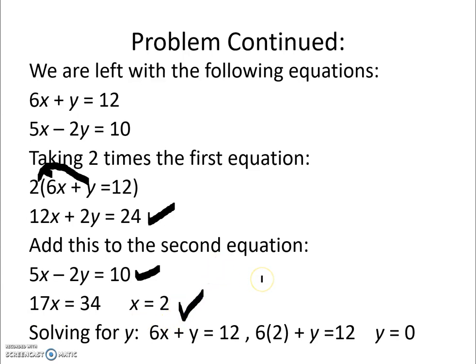Now we need to solve for y, and I chose to use the equation 6x plus y equals 12. Once again, you can choose any of those equations to work with. But when I plugged in 2 for x, I found that 12 plus y equals 12. Well, subtracting 12 from both sides, y ends up being 0. So then our point is (2, 0), and that is a solution to our system of equations.